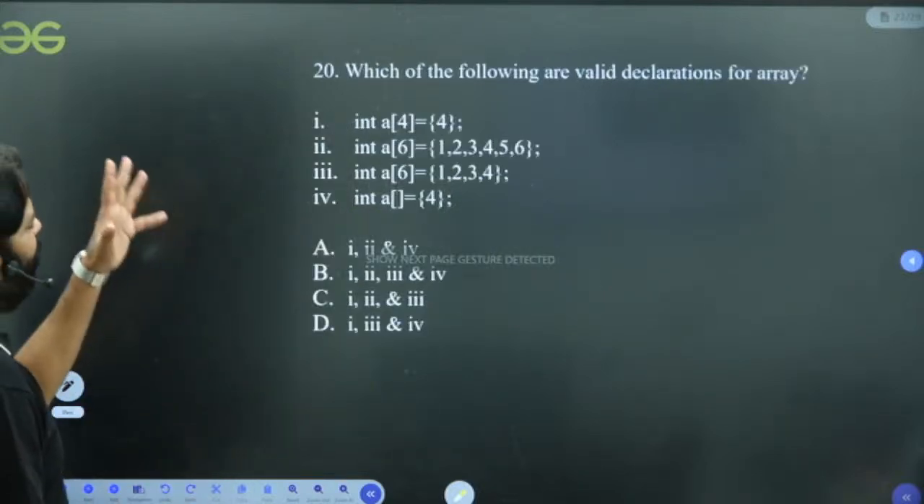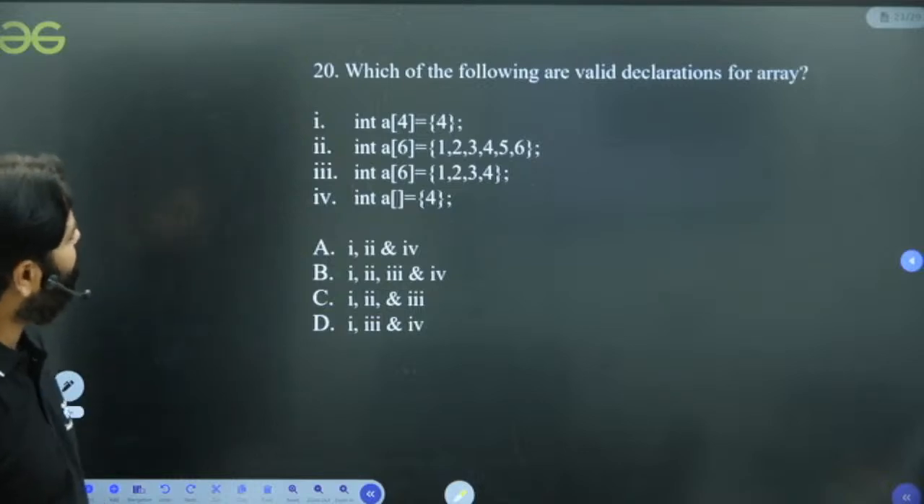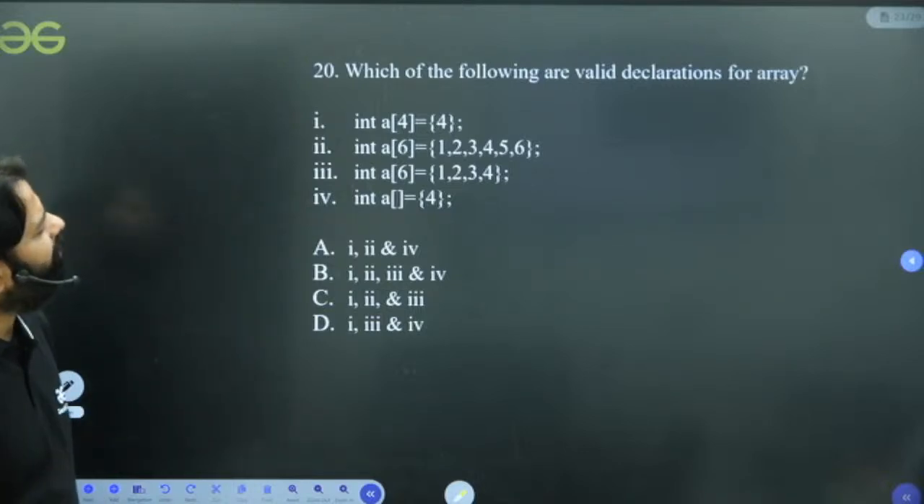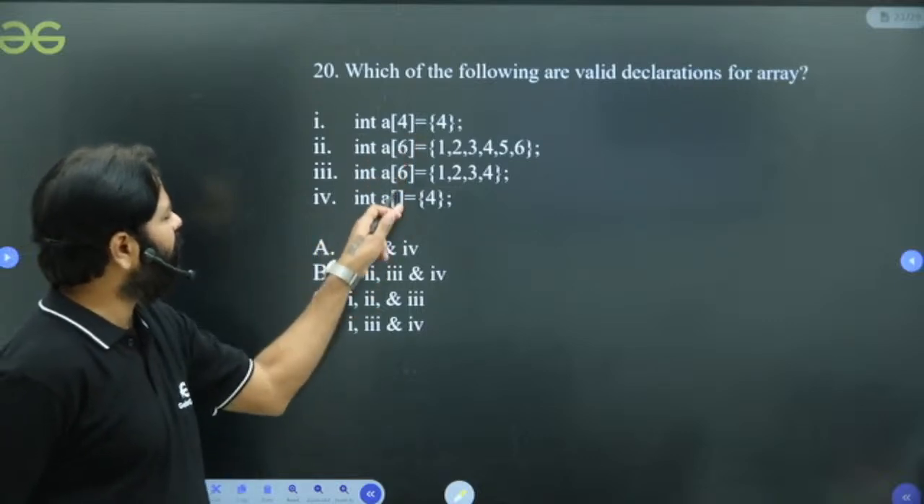Just first find out if there are any semicolon mistakes. No semicolon mistakes, right? Which of the following are valid declarations for an array? Which array is a 1D array? All are given as 1D.